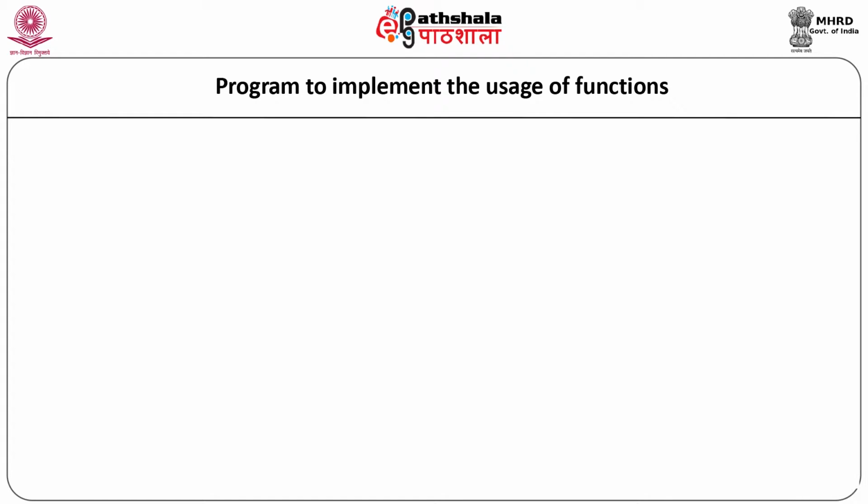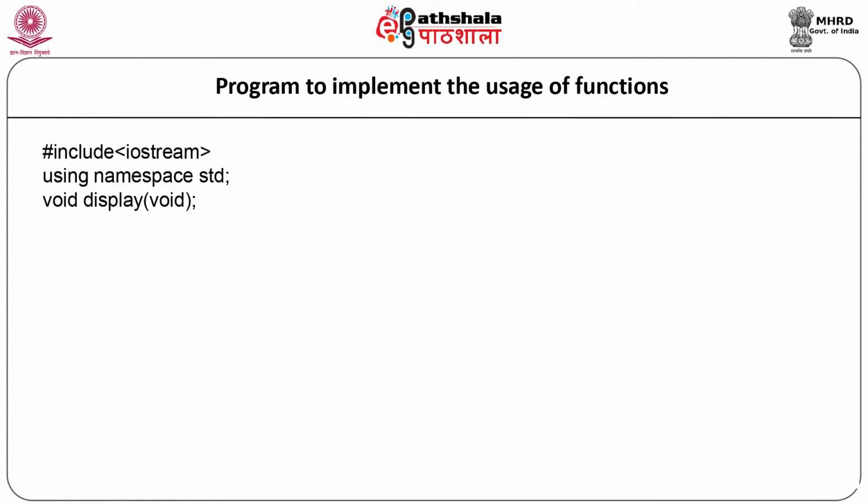Let us see a simple program for the use of the function. #include <iostream>, using namespace std. We are declaring the function with return type void, display, and the argument list is void. In int main, we are calling the function display and we are returning 0.